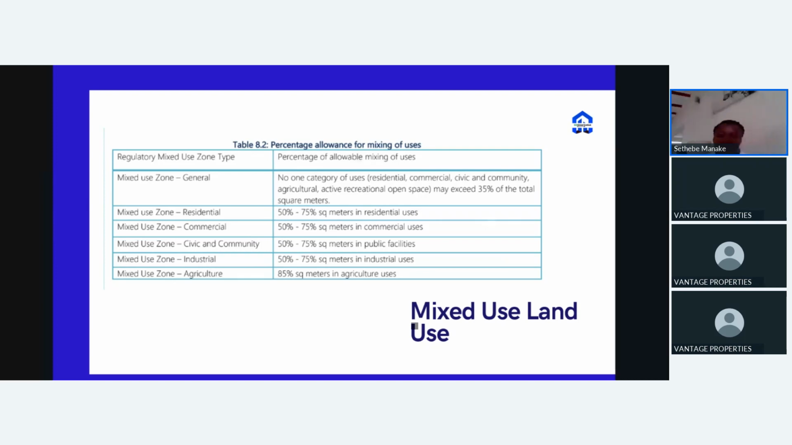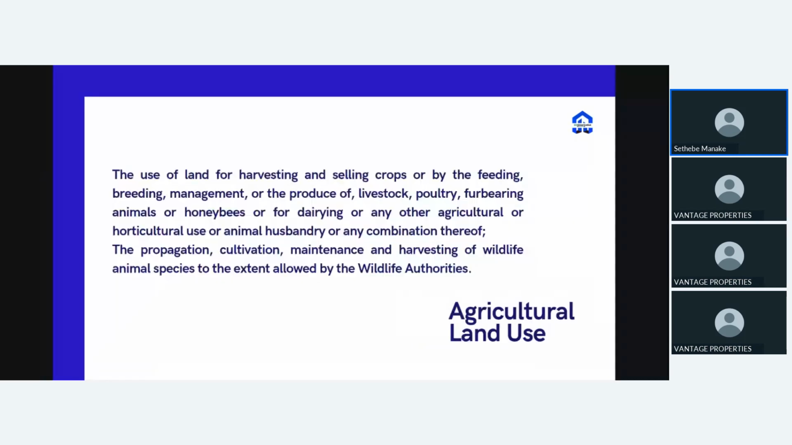So agricultural land is anything that has to do with planting crops, harvesting crops, feeding animals, managing animals, producing livestock, poultry, bearing honeybees, the plants, maintain, cultivate. That's all called agricultural land. And extend there, wildlife, agricultural, whether it's maintaining and harvesting and breeding wildlife animal species, under agricultural, but you have to get the wildlife permission.